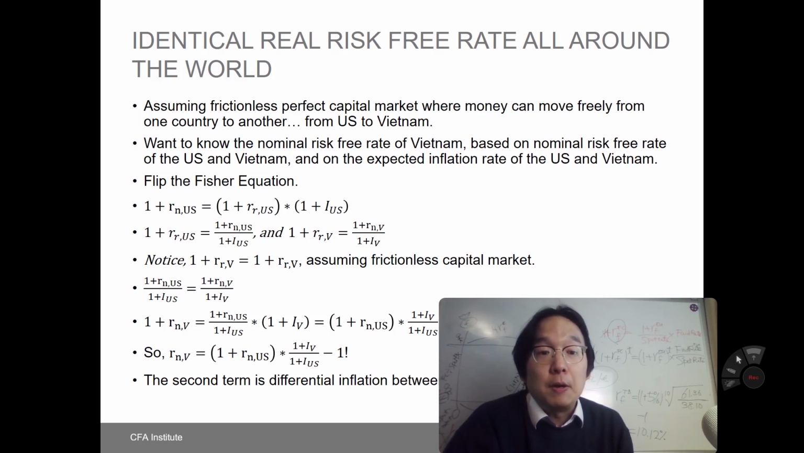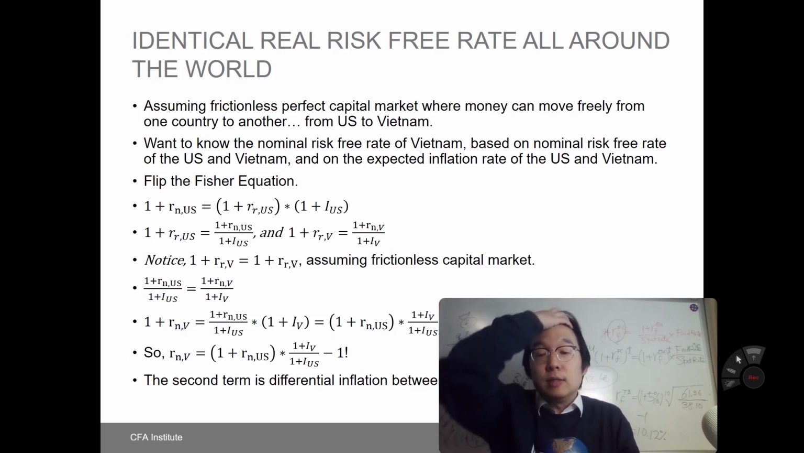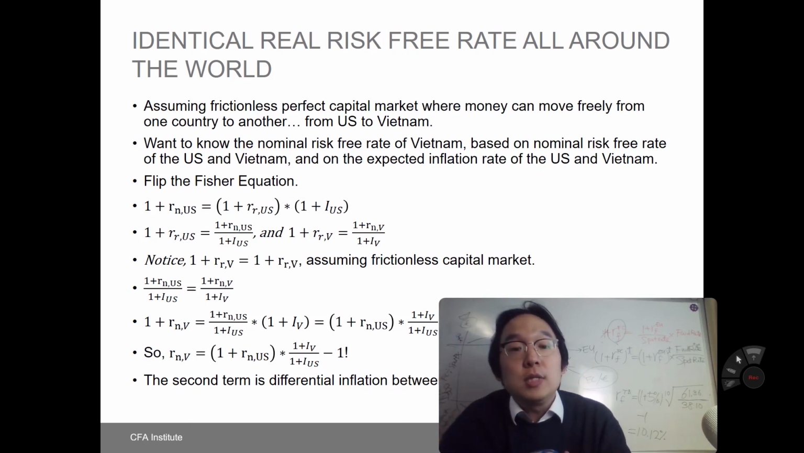Now, the nominal risk-free rate of the US is nothing but the Fisher equation: real interest rate plus 1 times inflation rate plus 1. Now, the real interest rate of the US, 1 plus this guy, should be nothing but the ratio of 1 plus the nominal interest rate divided by 1 plus the inflation rate. Then the idea becomes that in a perfect capital market, where capital movement is free, the real growth rate is the same across different countries.